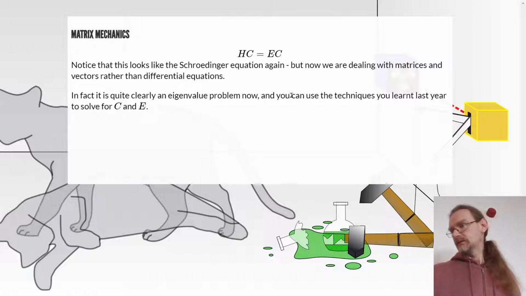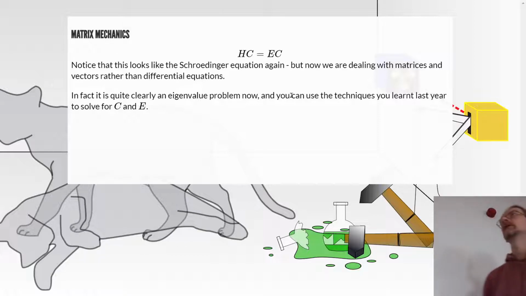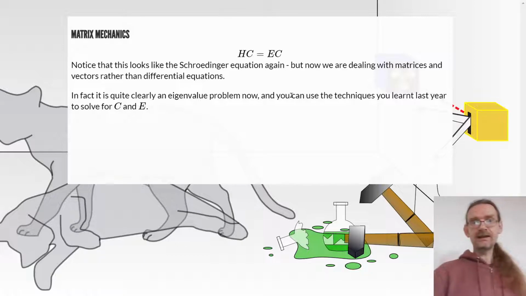Now, what it looks like is HC equals EC, and that, in linear algebra, is an eigenvalue problem. Don't know if that rings any bells. There's a recipe, at least for smaller systems, for how you solve that from the determinant of H minus E.